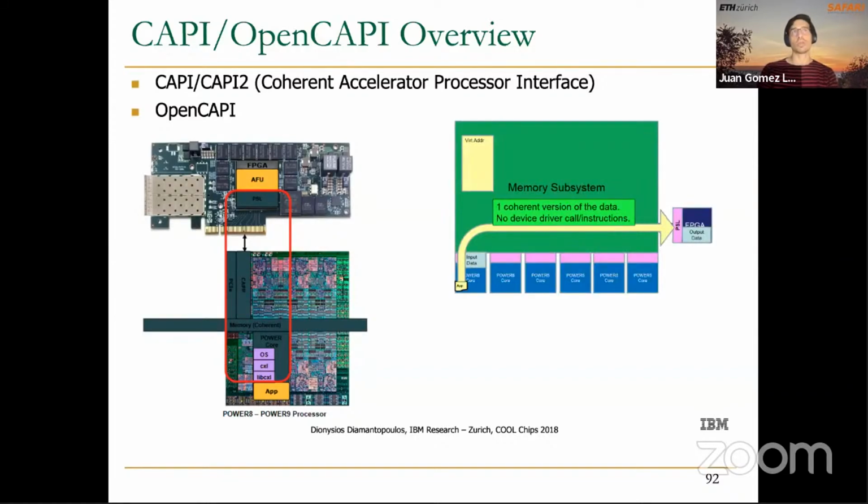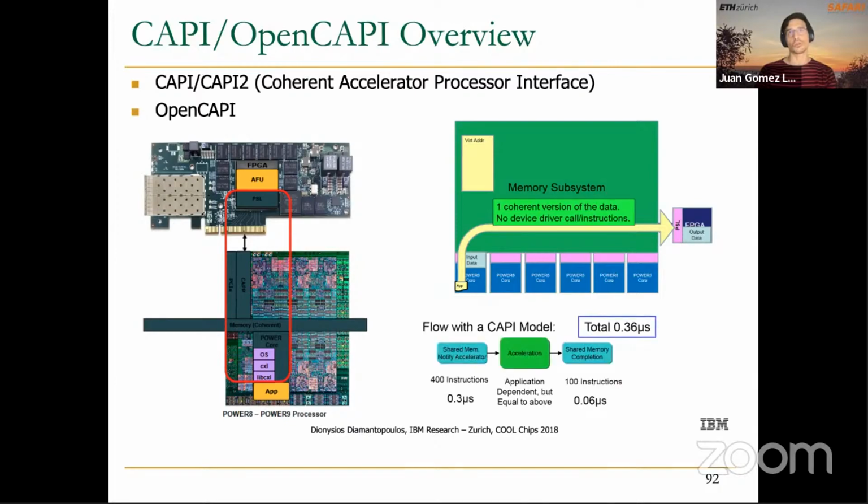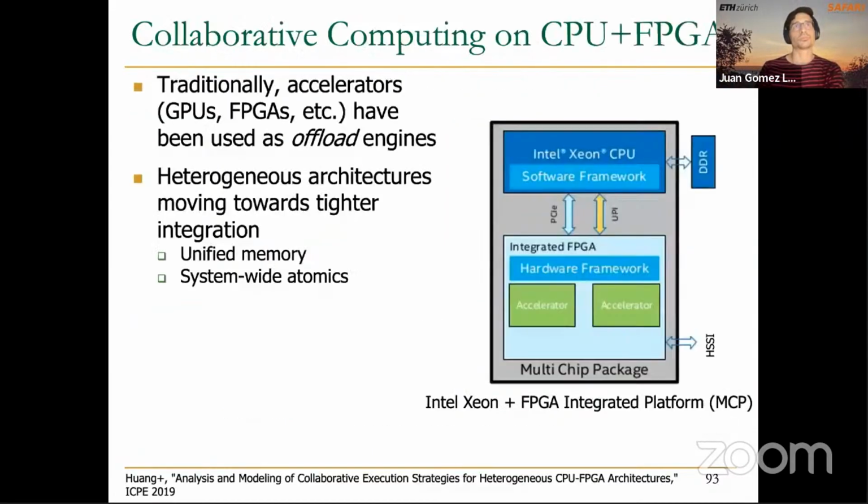Like for example, CAPI or OpenCAPI is a newer version of the Coherent Accelerator Processor Interface developed by IBM and also other vendors in the OpenCAPI consortium. And the good thing is that now we can have a coherent view of the whole system for the CPU cores and for the FPGA, and save a lot of copies of data, and also save a lot of time in launching the execution on the accelerator, moving data around, and so on.